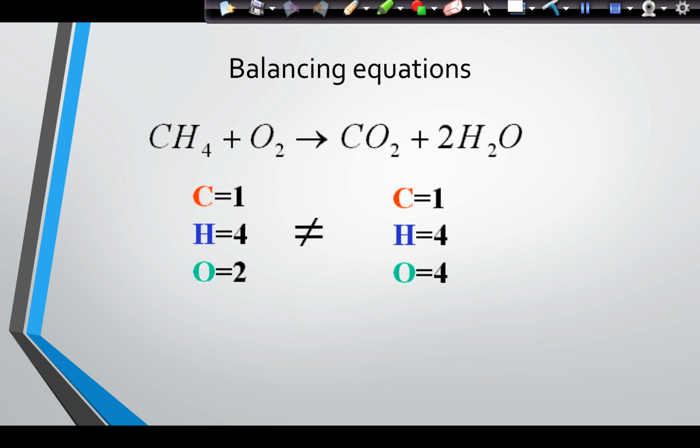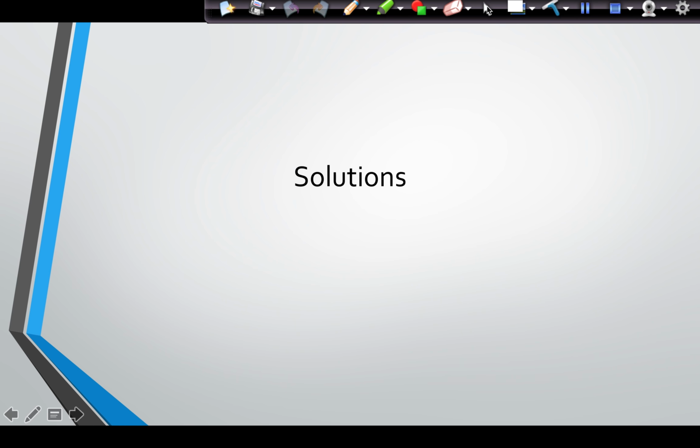When you're balancing equations, remember we're going to use coefficients, and in order to balance, this arrow here should be like an equal sign. So we have 1 C here and 1 C there, 4 H's and 4 H's, but our O's are not equal. So we are going to put a coefficient in front of the oxygen so that we can balance out those molecules. We want the same number of atoms on each side in order to show balancing, and this will show that the law of conservation of matter has been abided by.